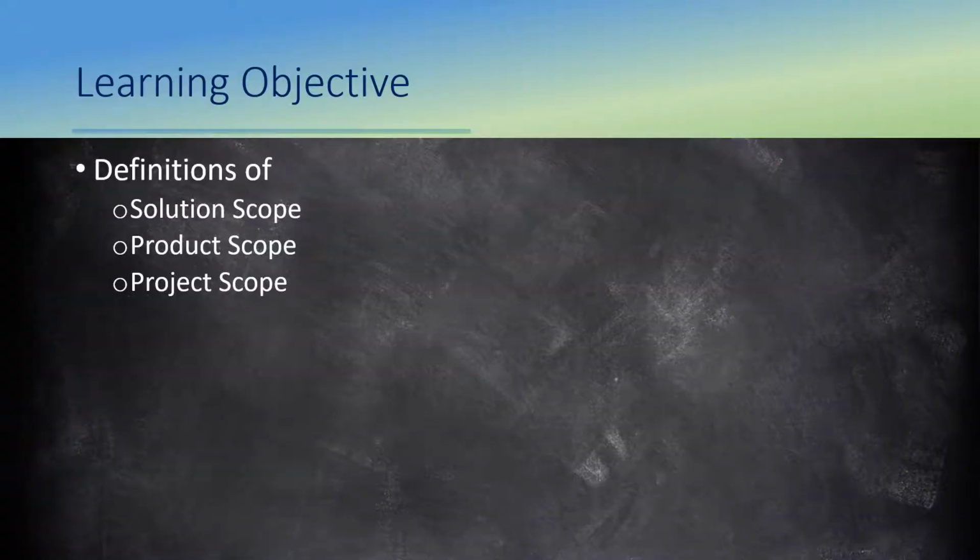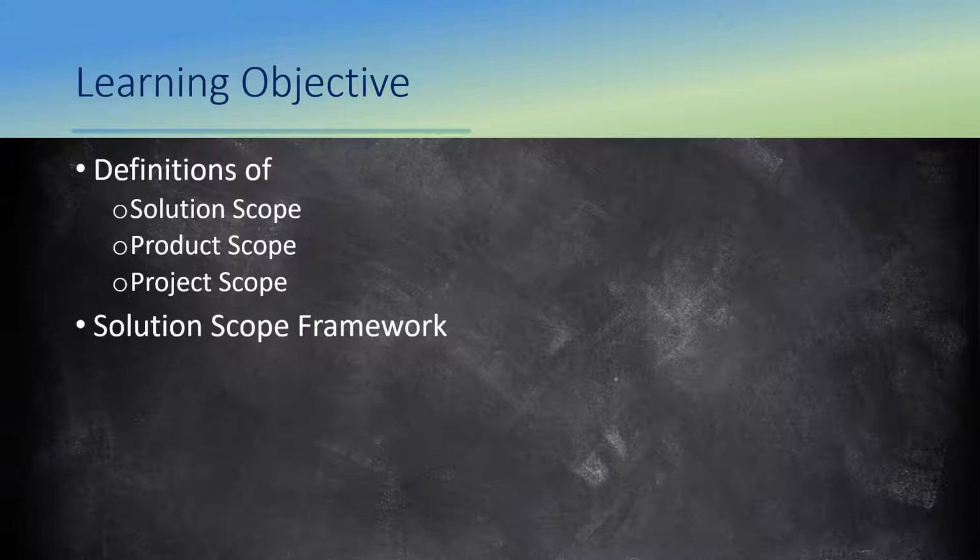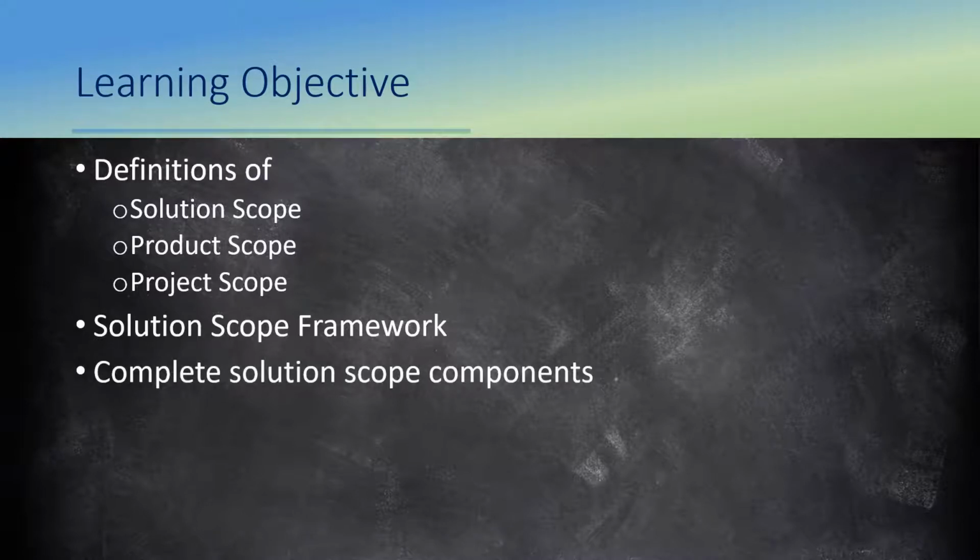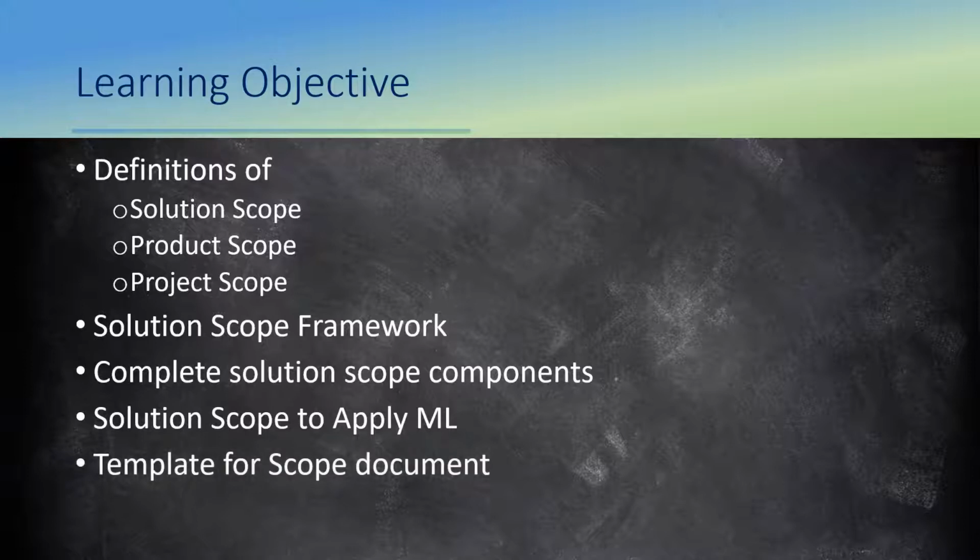We start with the definitions of solution scope, product scope, and project scope. Understand what's comprised in solution scope framework. Then we understand the components of a complete solution scope. From that, we learn how to use it as an approach to scope business requirements to apply machine learning. Finally, we use a scope document template to understand the sections and their purpose. Let's start with the definitions.